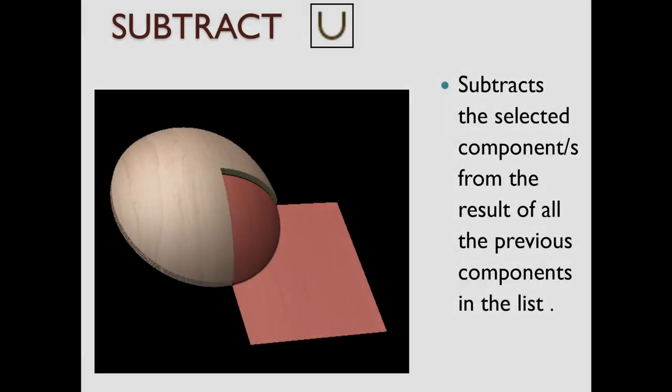Our second option in dealing with component properties is subtract. And as the name implies, it will reduce the area of where they overlap by the thickness of that component. The symbol for subtract is a U-shape.